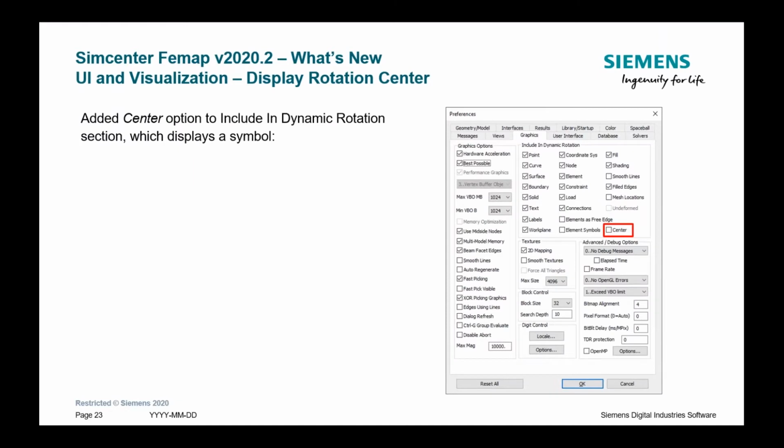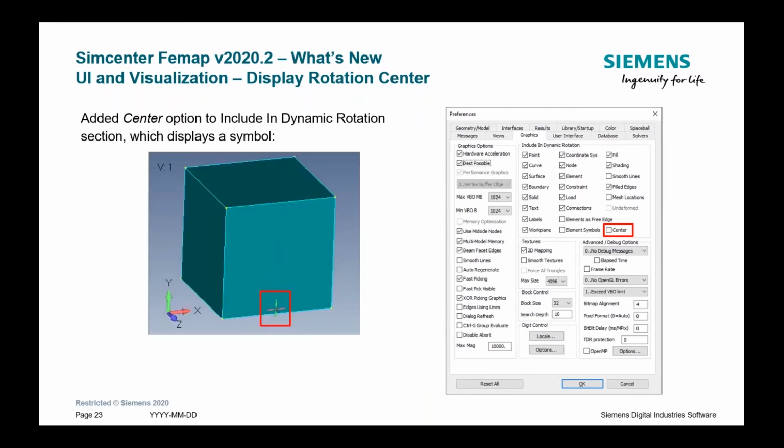Another thing we added, just as a visual cue, is that when you're dynamically rotating, you can turn on the center. When you do that, you'll see this symbol appear. It just tells you where your rotation center is every time you're doing a dynamic rotation, which can be useful to know where it's going to rotate about, so the model doesn't fly off the screen or anything of that nature.